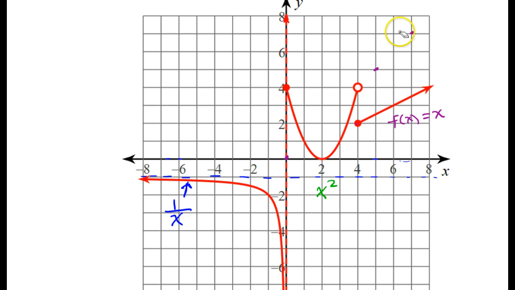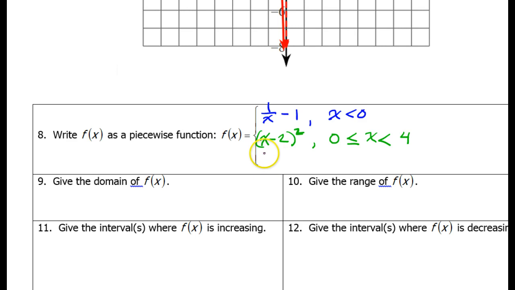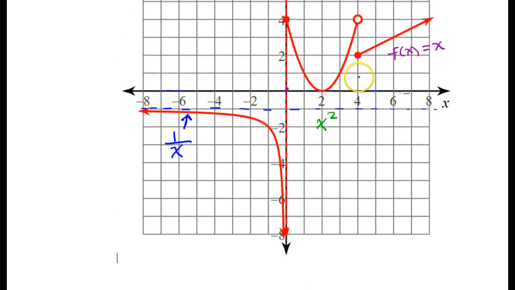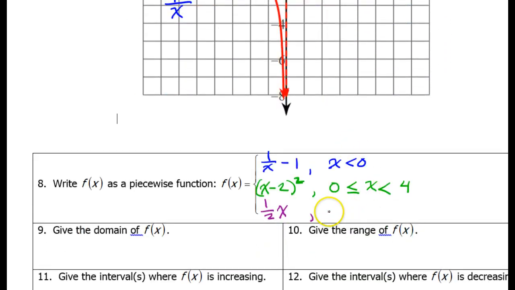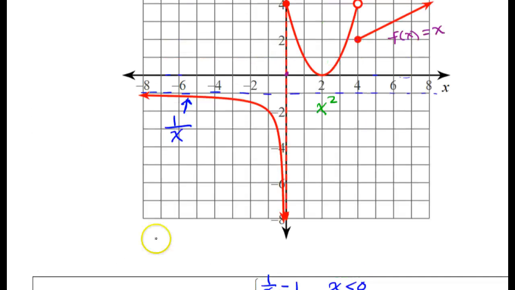So what I'm going to do when I write this piece of the function is I'm going to take x but it's being vertically compressed by a factor of 1/2. So I'm going to put a 1/2 in front of it. Now for the domain. These x values are greater than or equal to 4. So I'm going to say x is greater than or equal to 4. So there's the piecewise function. Now, what's the domain of the function as a whole?